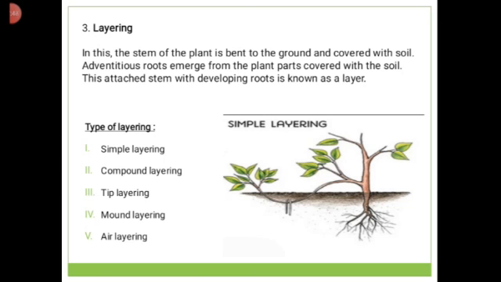So what happens in simple layering? Simple layering is done by bending a stem until the middle touches the soil. Push the center of the stem underground and hold it in place with a U-shaped pin. This means we bend the stem of the plant and bring it under the soil, and after that adventitious roots will develop, and those adventitious roots will result in the development of a new plant.